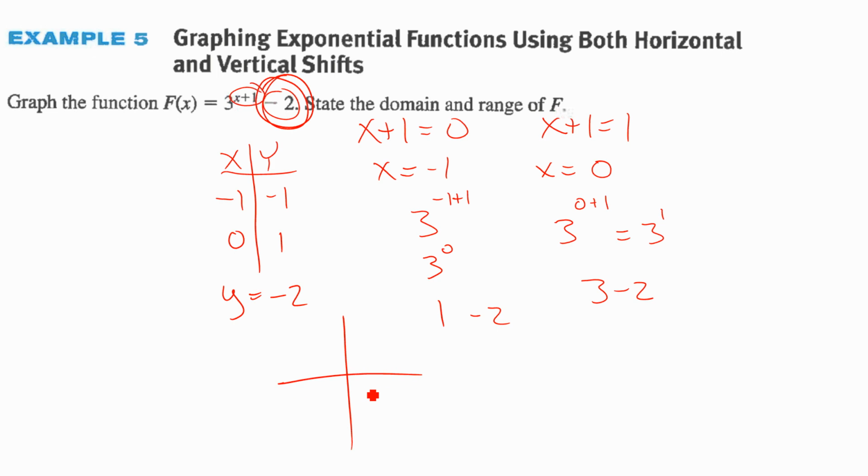Let's graph it. (-1, -1) and (0, 1). Looks like that. Domain, all real numbers. Range, y is greater than negative 2.